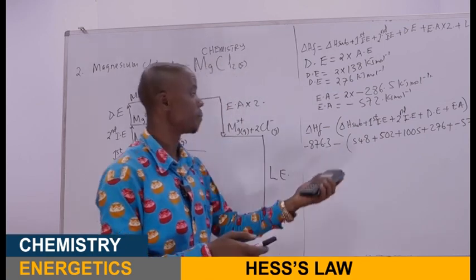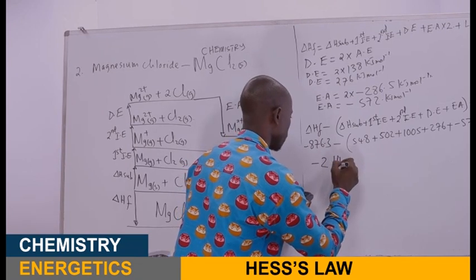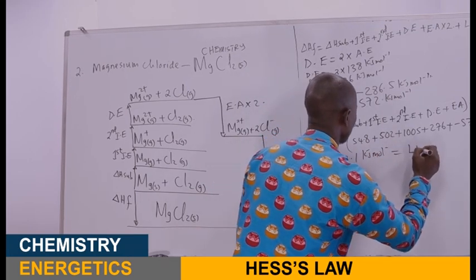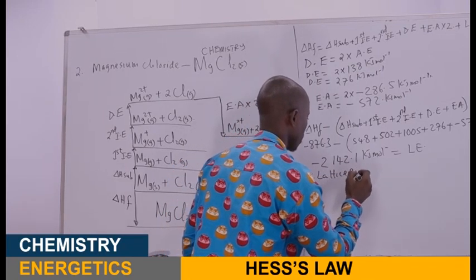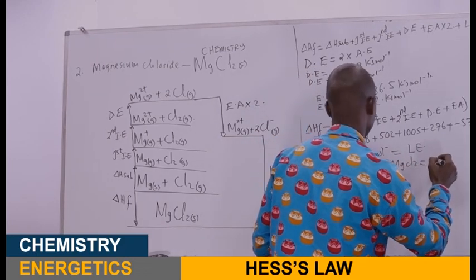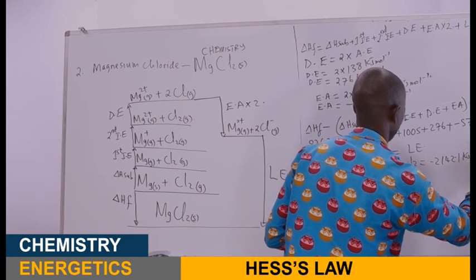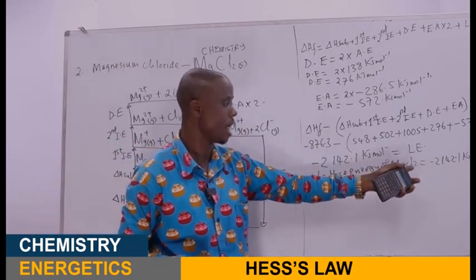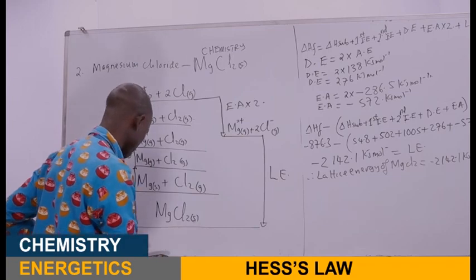Now, my dear students, after making that calculation, you are going to get negative 2,142.1 kilojoules per mole. This equals lattice energy. So the lattice energy of magnesium chloride equals negative 2,142.1 kilojoules per mole. So that is a very simple calculation that you can make.